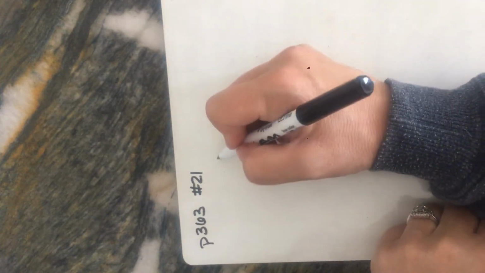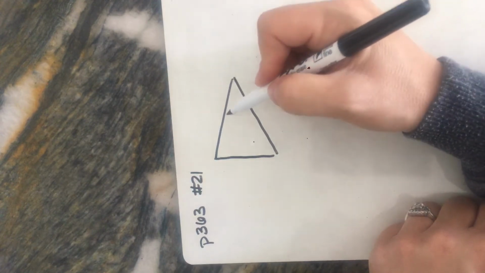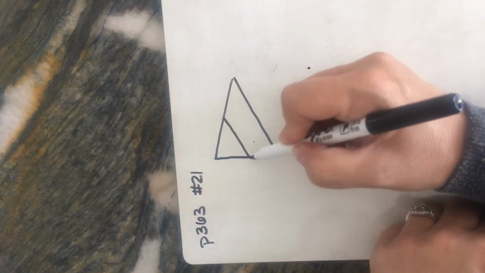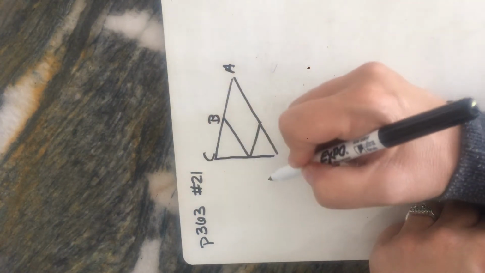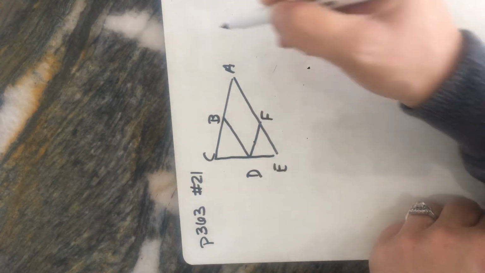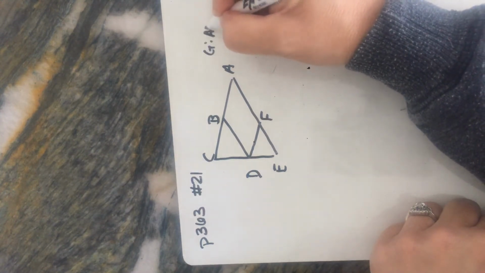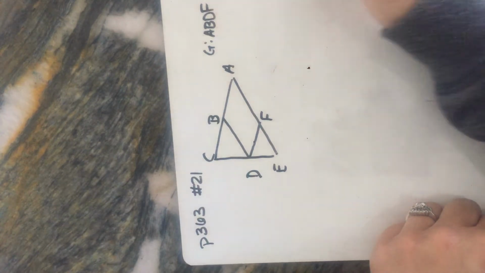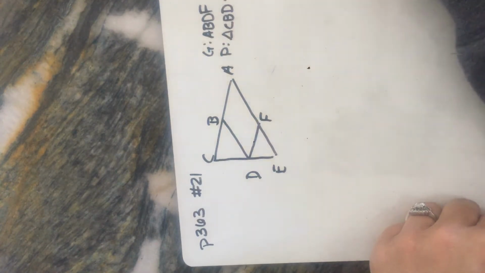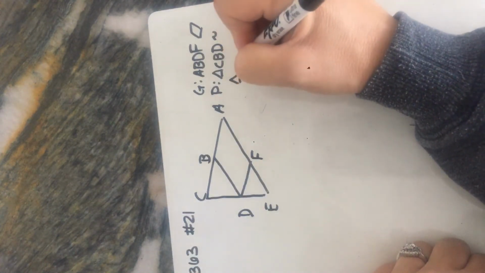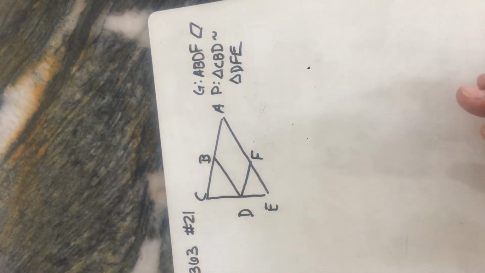Here we go. We've got a triangle. We don't know what kind, but we do know that this is a parallelogram. So this is A, B, C, D, E, F. We've got a parallelogram that's given to us. ABDF is a parallelogram. And we are going to prove that triangle CBD is similar to triangle DFE.